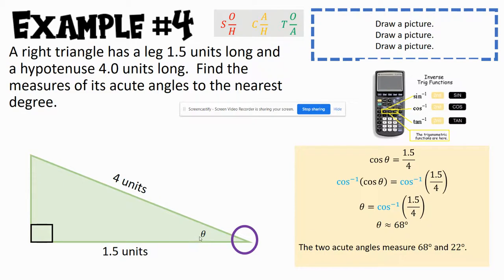So I decided that I'm going to find this angle. So I label my side lengths. So what was the hypotenuse side? What was the adjacent side to the angle that I am trying to find?